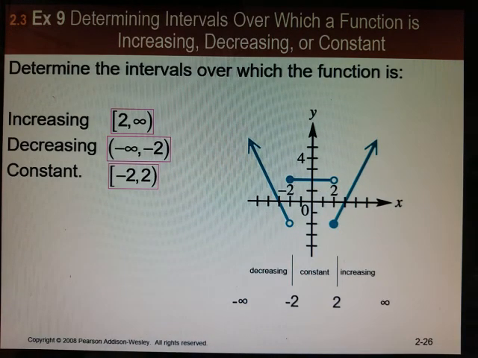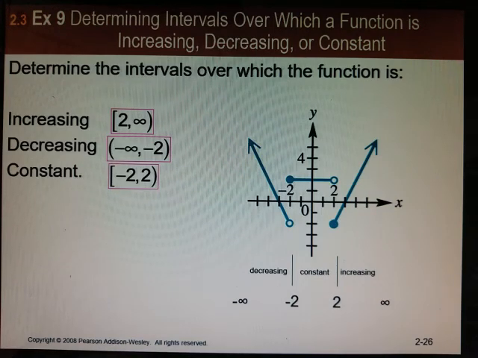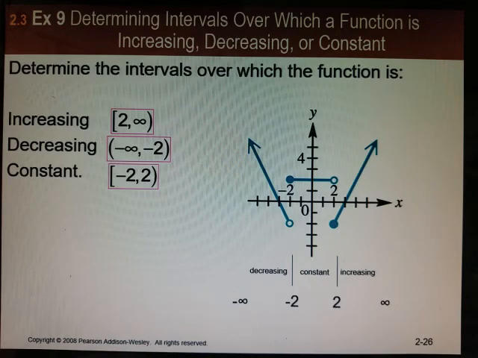Now, y'all be careful on the test and the homework, because if it says determine the open intervals for where it's increasing or decreasing, then you will always use parentheses. So please pay attention to the directions. If it just says intervals, then you got to do brackets and open. If it says open intervals, then it's always going to be open parentheses.